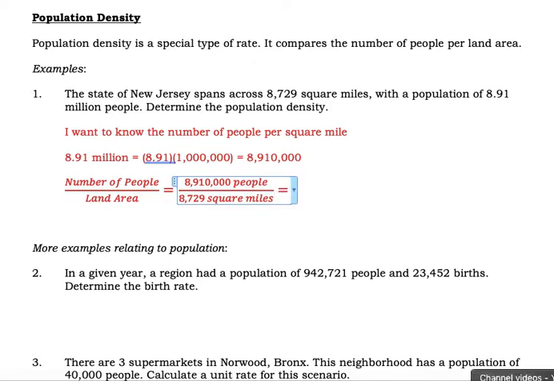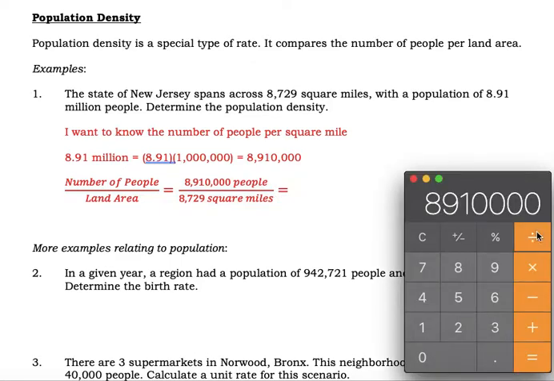Okay, so I'm going to go ahead and divide my numbers. Divide by 8,729. So I get a decimal, right? Again, I'm not going to leave it in decimal form because I am referring to people, and you can't have a decimal amount of people. And what I'm actually going to do here is I'm not going to round up. Usually if you were going to round this number, you would round it up. But I'm going to leave it as 1,020 because this decimal doesn't represent a full person.